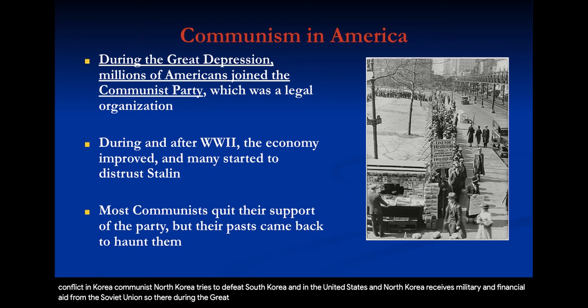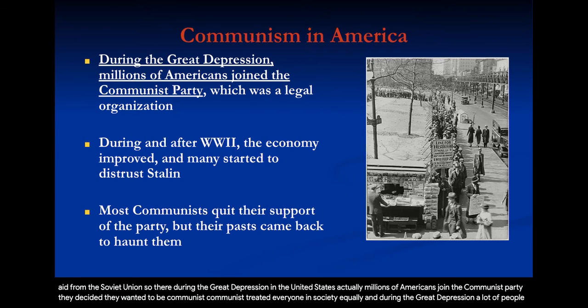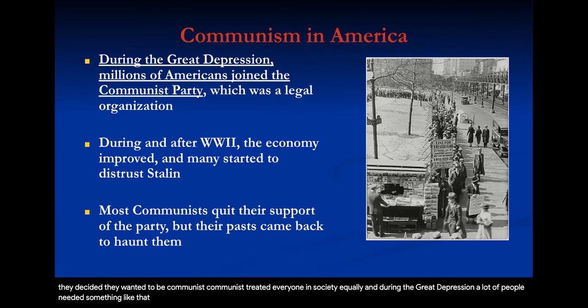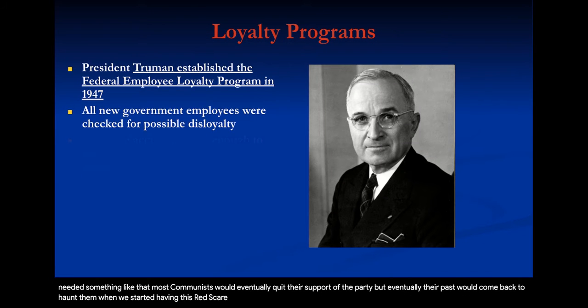So, during the Great Depression in the United States, actually, millions of Americans joined the Communist Party. They decided they wanted to be communists. Communists treated everyone in society equally, and during the Great Depression, a lot of people needed something like that. Most communists would eventually quit their support of the party, but eventually their past would come back to haunt them when we started having this Red Scare.